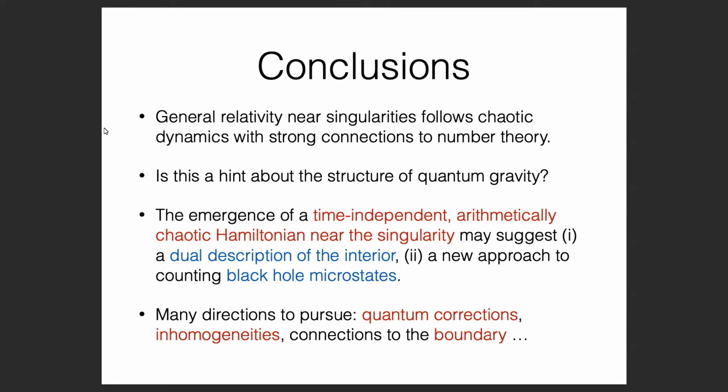There's a time-dependent arithmetic chaotic Hamiltonian near the singularity, which may suggest there's some other dual description of the interior. It almost has, with apologies, an AdS/CFT-ish flavor. There's some Hamiltonian in the far interior of the future, and it's better because it's a legit Hamiltonian. Maybe there's a dual description, not an exterior, but an interior dual description. And this might also be a very nice place to count black hole microstates, because you can count the microstates on any slice, but near the singularity, the slices have a particularly nice structure.